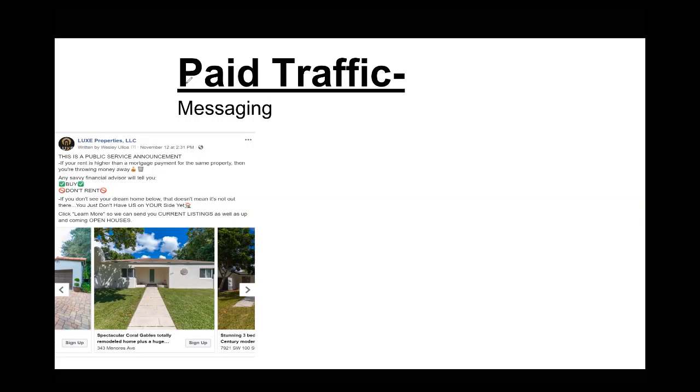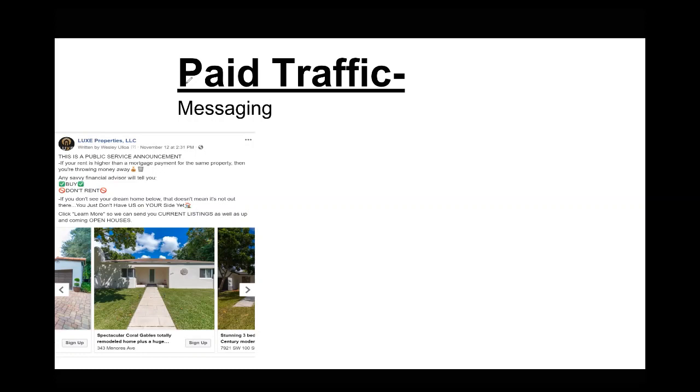So take a look at this. Our hook is, this is a public service announcement. You know, it is a public service announcement, but it's so out there. Whatever it is you can do, be as outlandish as you want. As long as you're doing something that grabs someone's attention and then you're providing them value, you're going to win. Okay. So this is a public service announcement. And then we provide them that aha moment, that epiphany moment that I like to call. If your rent is higher than a mortgage payment for the same property, then you're throwing money away. Keep in mind, we're already targeting people that are on Zillow, that are on Realtor.com, Homes.com.